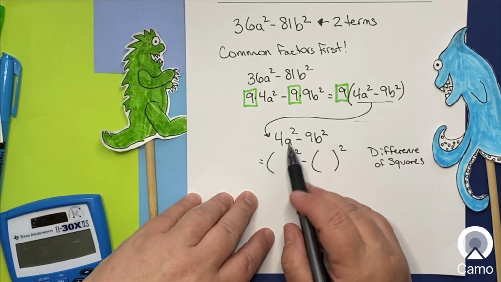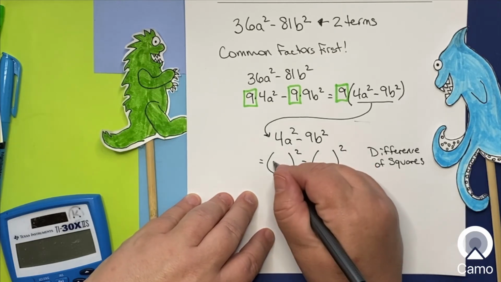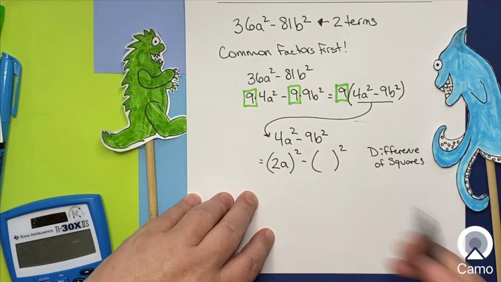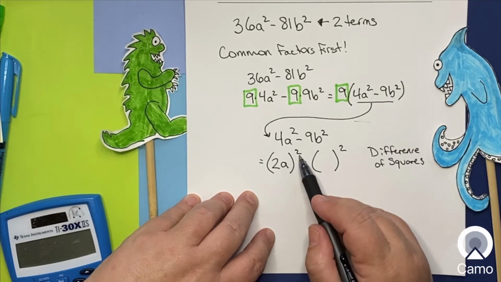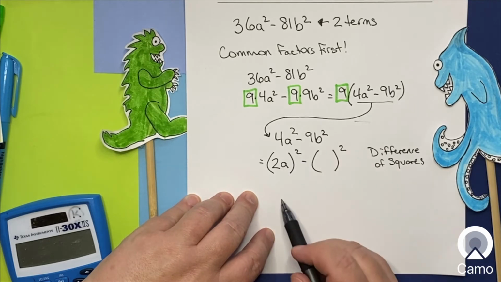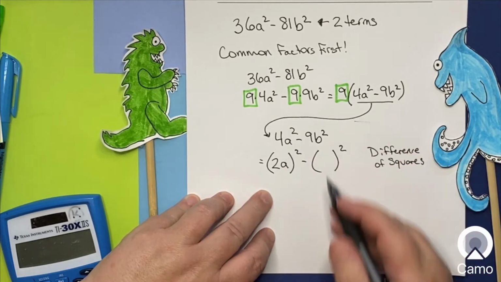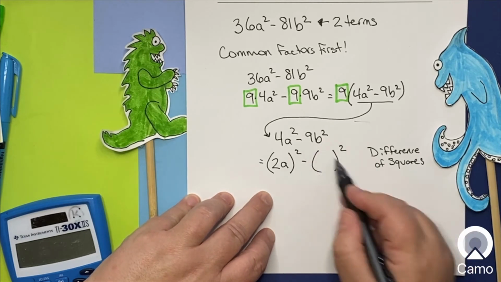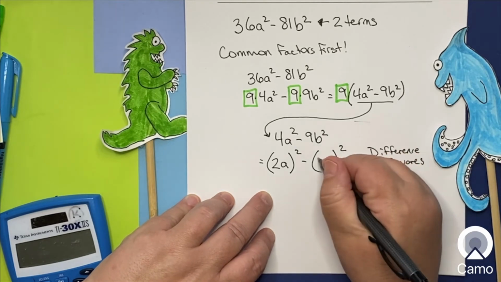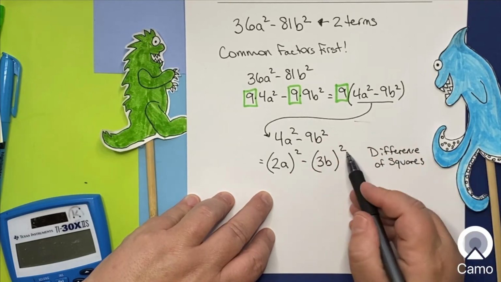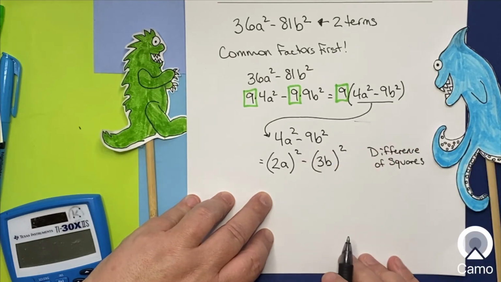Can I make 4a squared into something squared? And the answer is yeah. That's 2a, the quantity squared. Because the 2 gets squared and the a gets squared. So 2 squared is 4, a squared is a squared. Now, what about 9b squared? Can I make that into something, the whole thing of which is squared? And the answer is yeah. That's 3b squared. So 3 squared gives us the 9, b squared gives us the b squared.